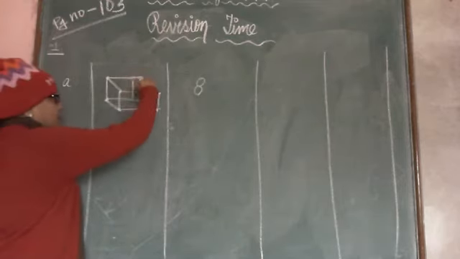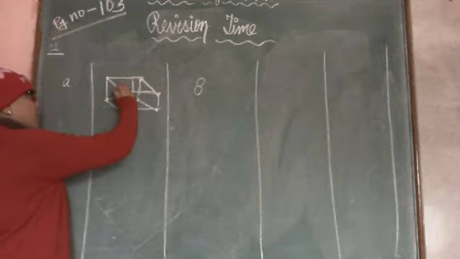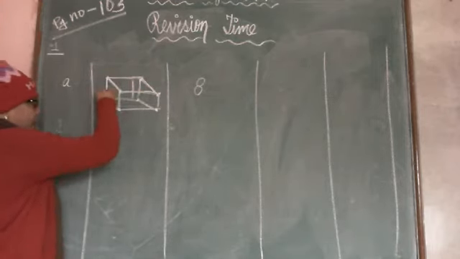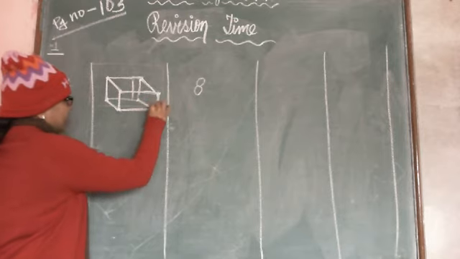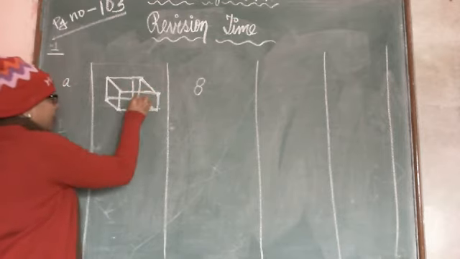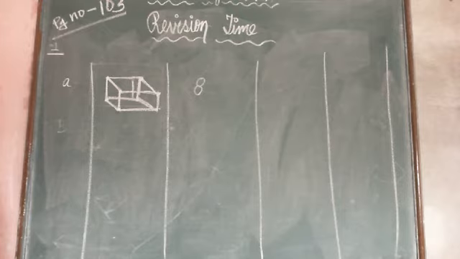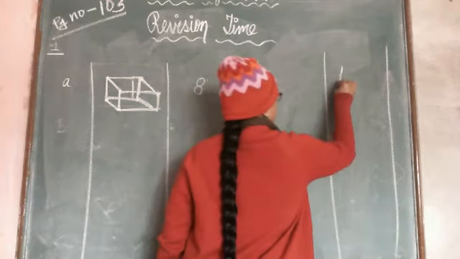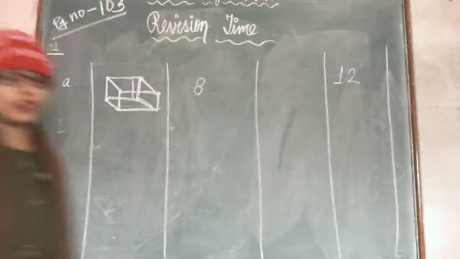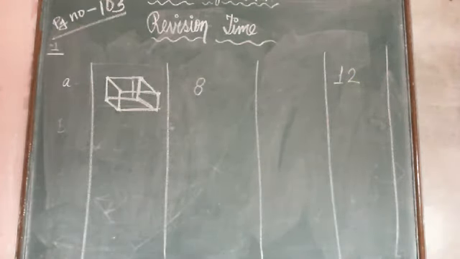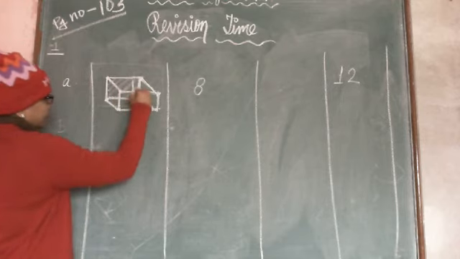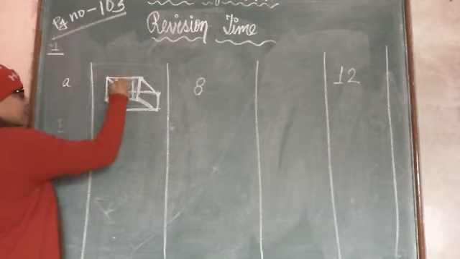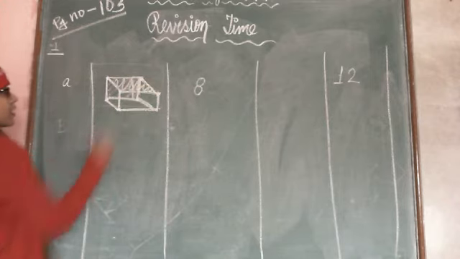1, 2, 3, 4, 5, 6, 7, 8, 9, 10, 11 and 12. How many edges are there? 12 edges are there. So in number of edges column, we will write 12. Now we will find the number of faces. So let's find now the back side one. 1. Now the upper one 2. I hope you are able to understand.